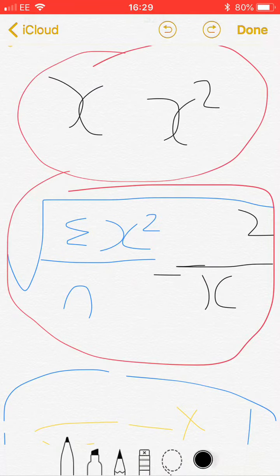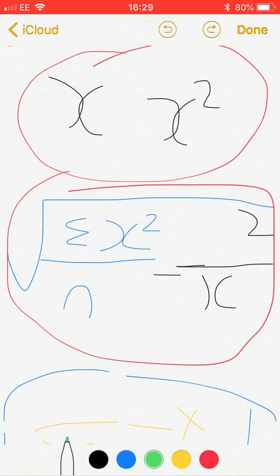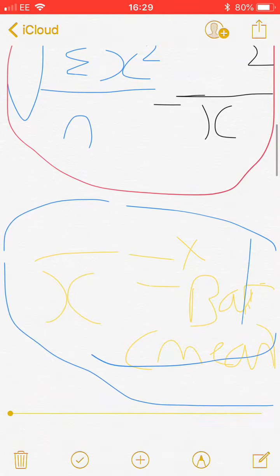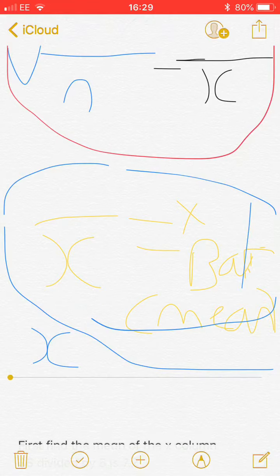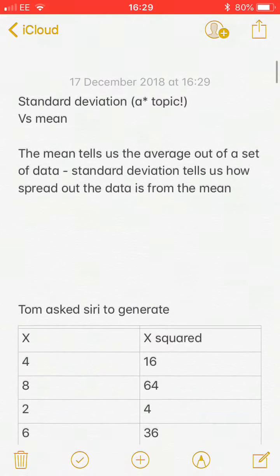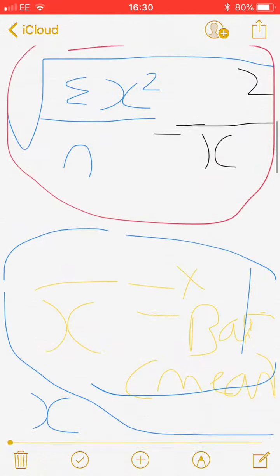Now, when I first saw this, I thought it was going to be difficult as well, but it's really not. All you have to do is break it down. This symbol here, a little x with a little line on top, is called x bar. The x bar is just a fancy way of saying the mean. So if I say x bar at any point, it's just the mean.